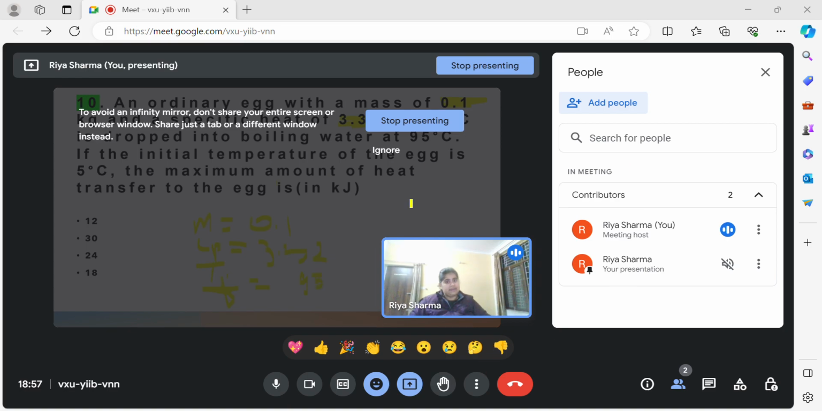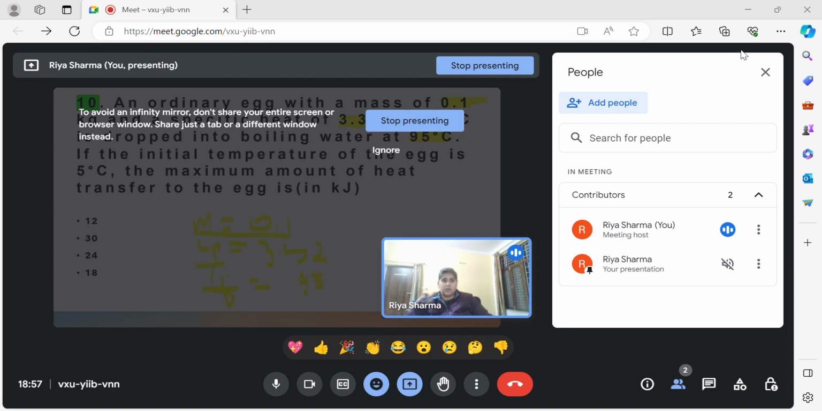I'm sorry about my writing. It is very bad because I am writing with the mouse, but I have a complete view of the solution, and I want you to understand this problem. I am highlighting whatever value I am writing. So mass is 0.1, Cp is 3.32, and the final temperature Tf is 95 degrees Celsius.